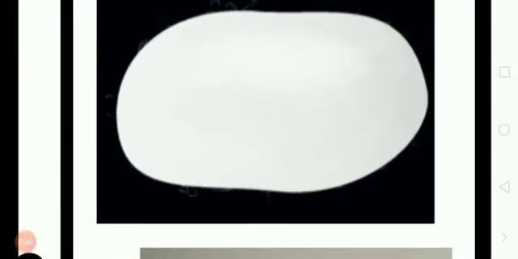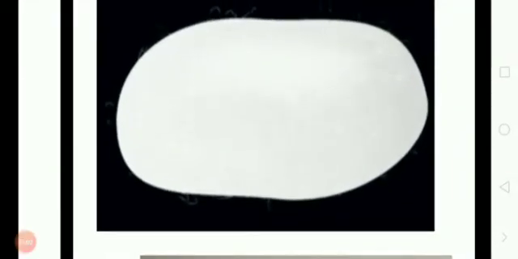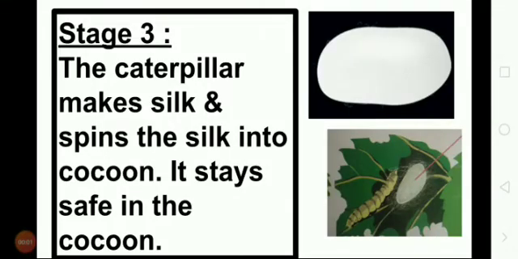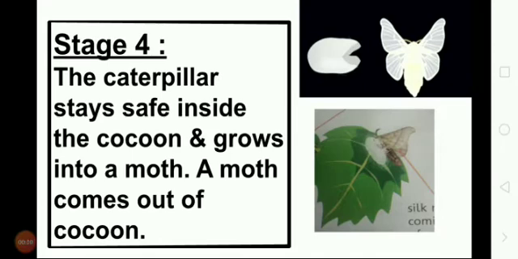You can see this one picture. This is how the caterpillar stays safe inside the cocoon. By stage number 3, we got to know that the caterpillars are responsible for making silk. Stage number 4: the caterpillar stays safe inside the cocoon and grows into a moth. A moth comes out of the cocoon.